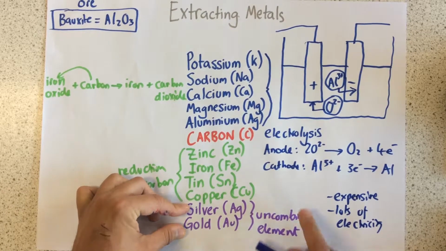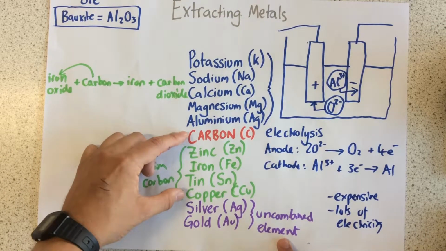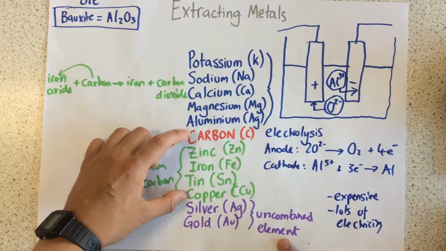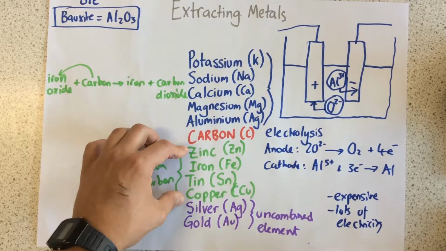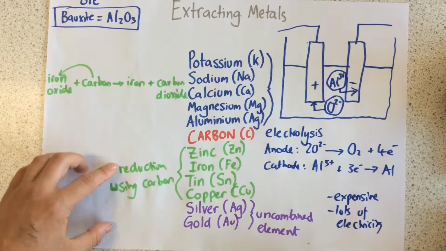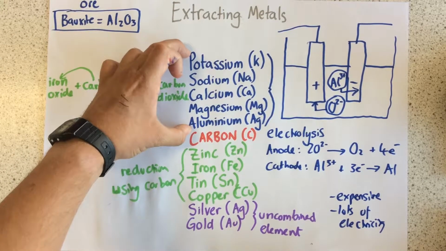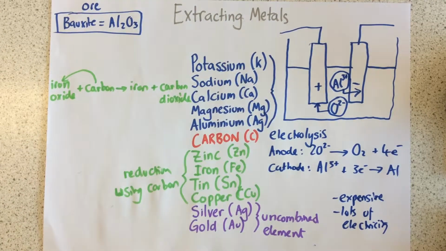The least reactive ones are uncombined elements. The ones that are less reactive than carbon but are found in an ore, we can extract using reduction using carbon. And those metal ores that are more reactive than carbon, we have to use electrolysis.